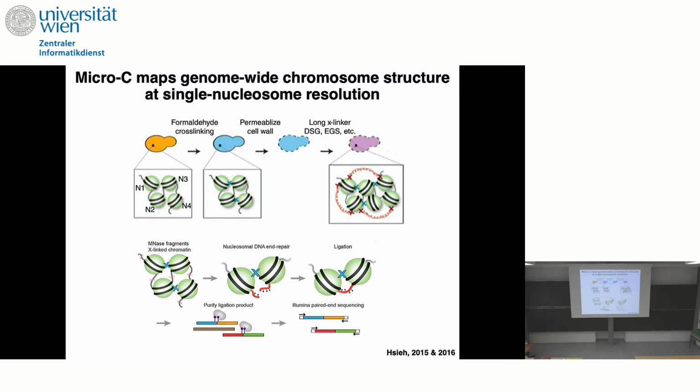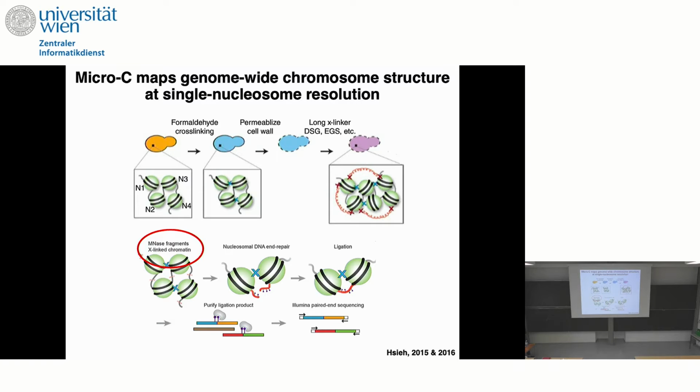So the main way that we look at chromatin structure in 3D in cells is through Micro-C. I'm not going to go through all of this for this group, but essentially this is a very high-resolution version of Hi-C. It differs from Hi-C in a couple of major ways. The first is it employs long cross-linkers in addition to regular formaldehyde cross-linking, so it's better at capturing longer range interactions.